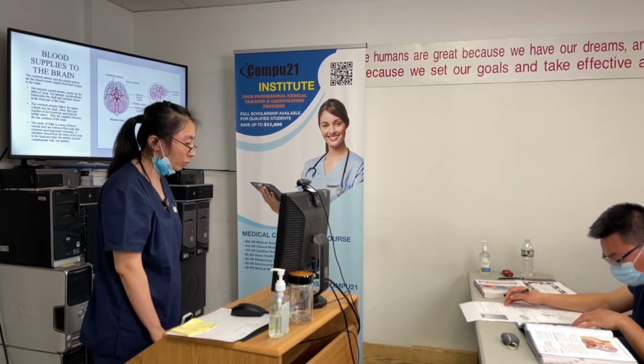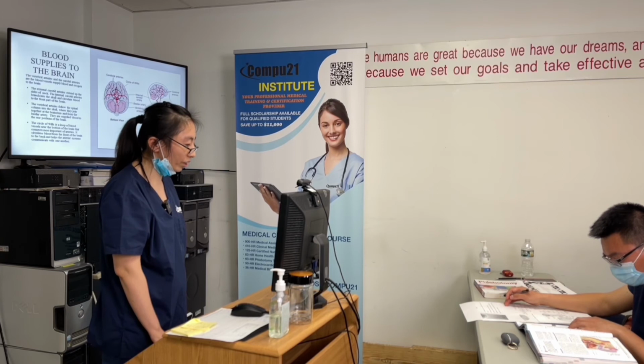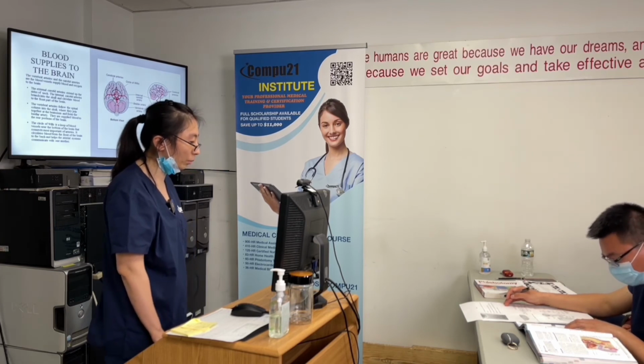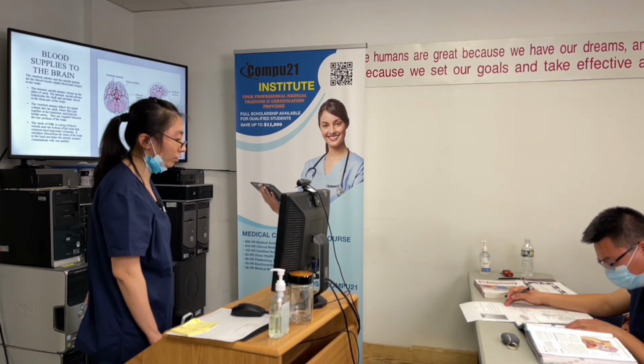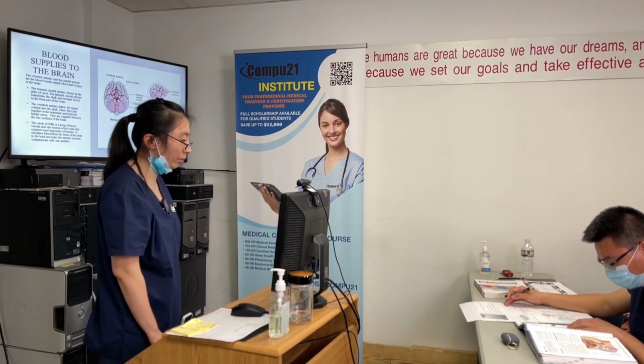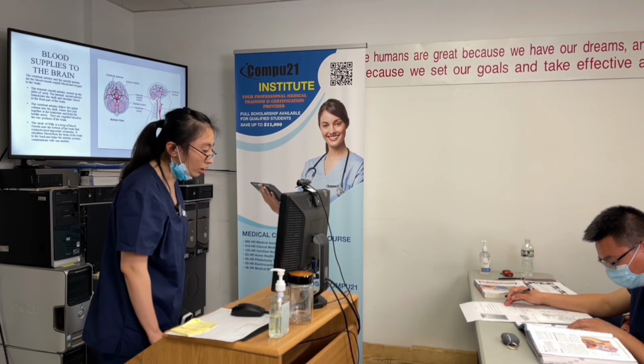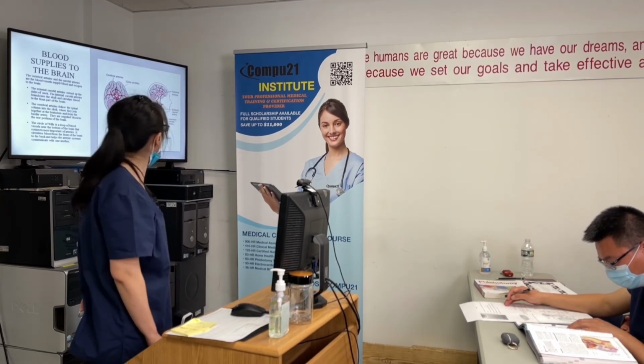And the circle of Willis is a loop of blood vessels near the bottom of the brain that connects the most important arteries. It circulates blood from the front of the brain to the back. It helps the artery system communicate with one another.